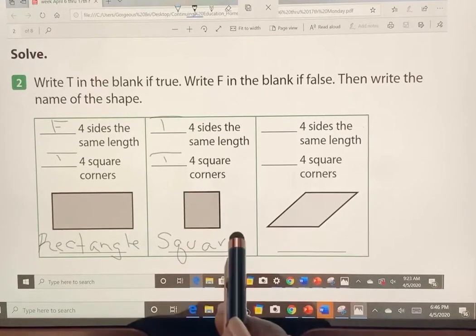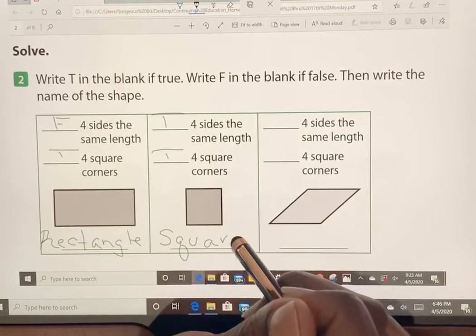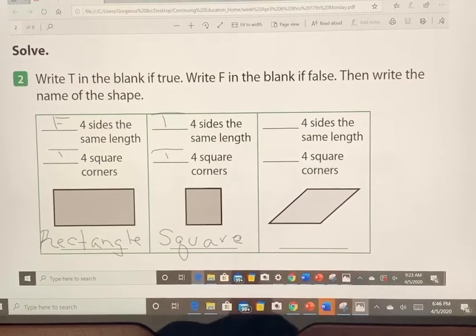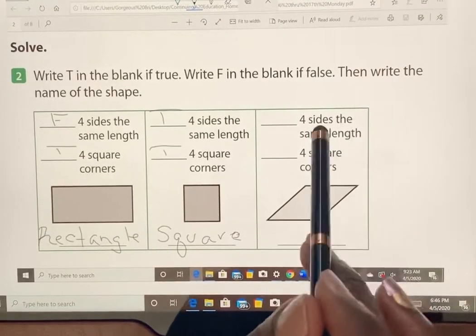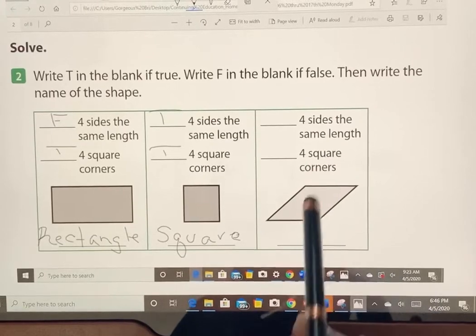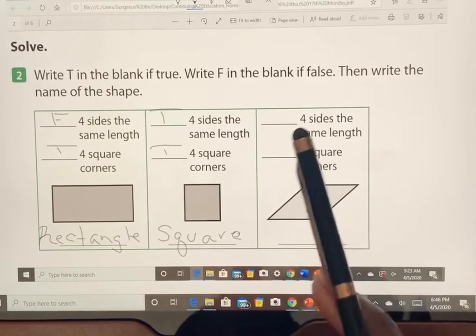And let's look at our last one. And let's make that a little, sorry about that. The last one. 4 sides the same length. Well, these sides look about the same length, so that's true.